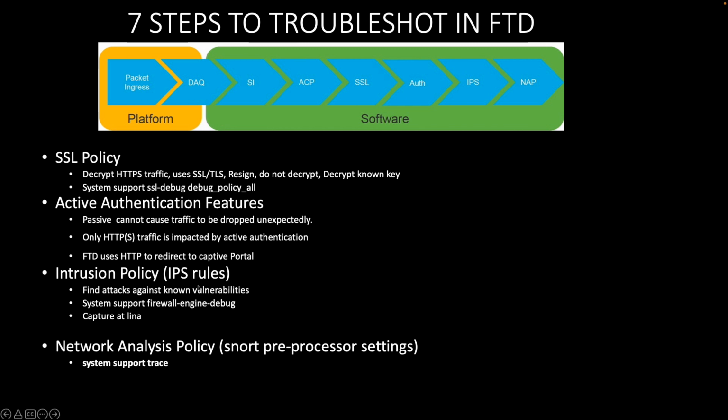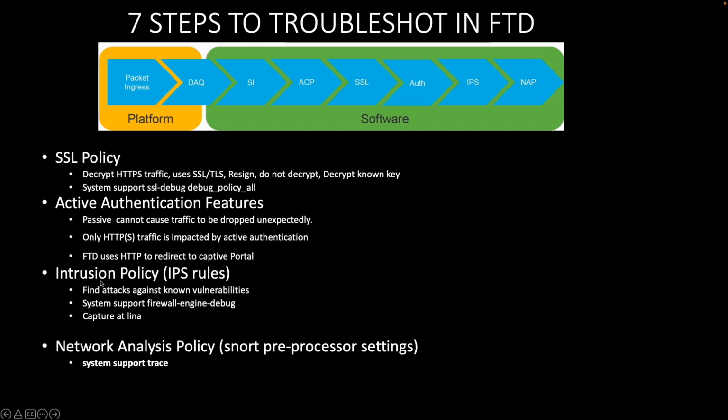But with the active, when the client tries to go to the internet, for example, it will show a pop-up requesting the client to type the login and password. And afterwards they use HTTP to redirect to the captive portal. And as I typed here, passive cannot cause traffic to be dropped, but active can, and there are some ways to check that, in Lina and with the system support firewall engine debug also.